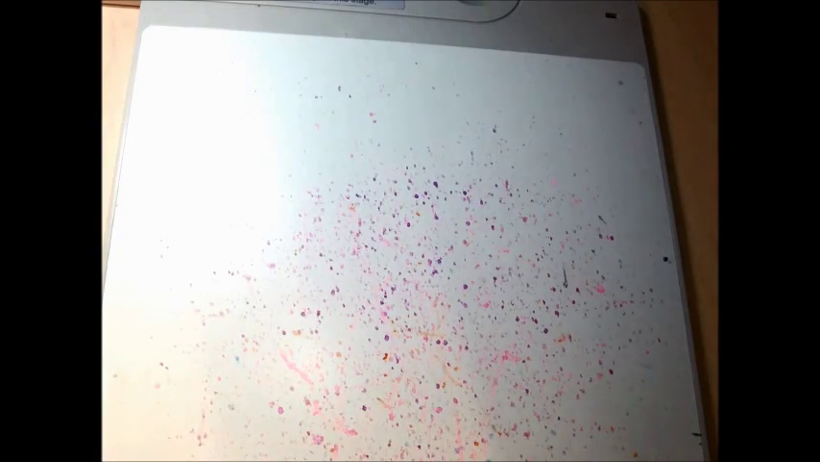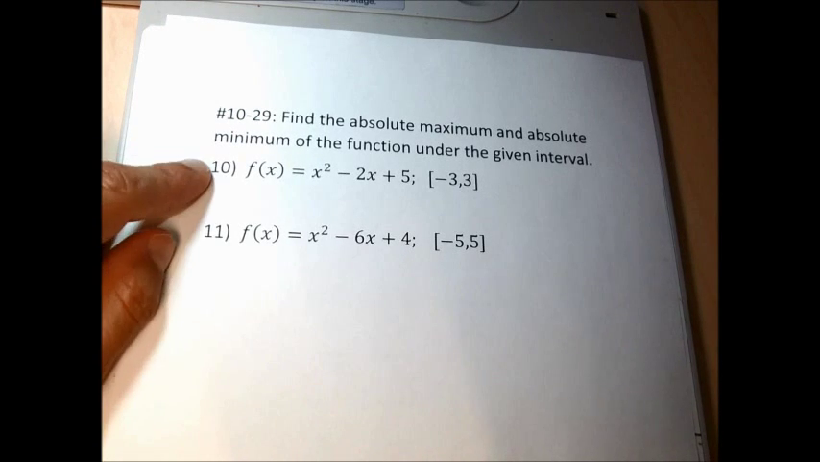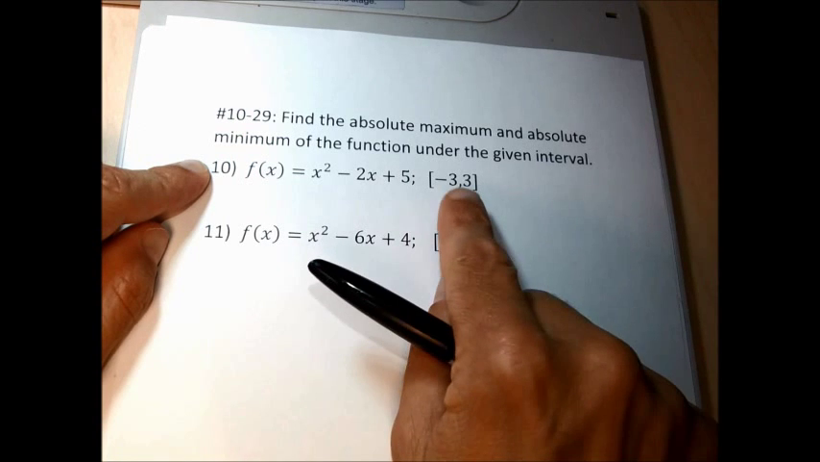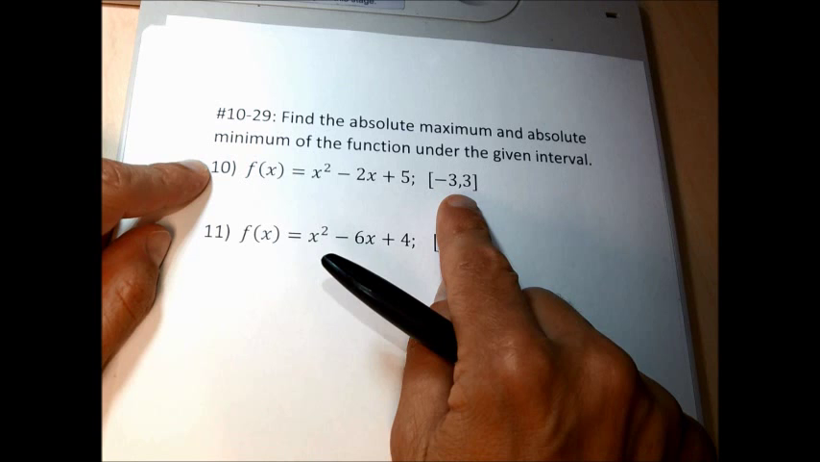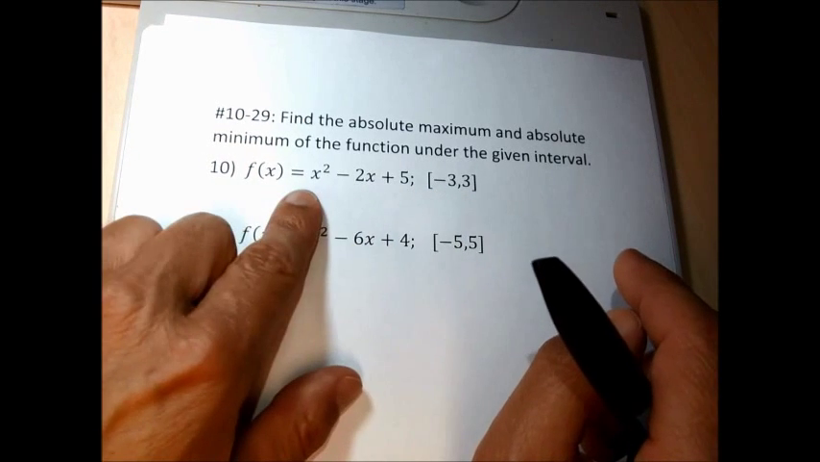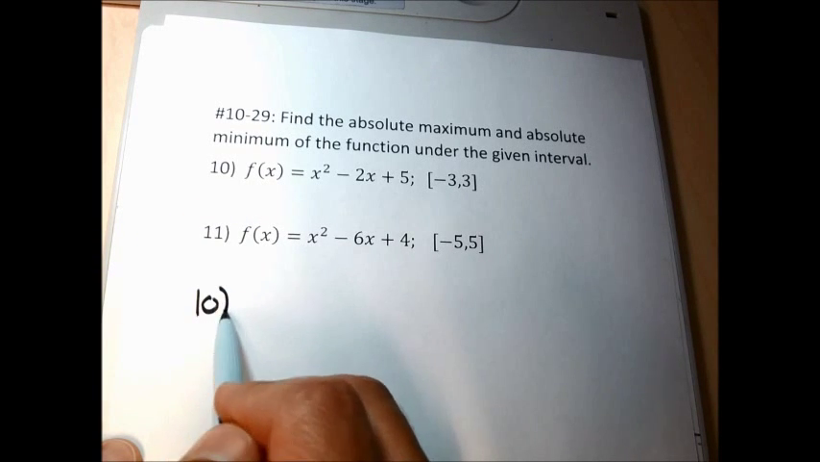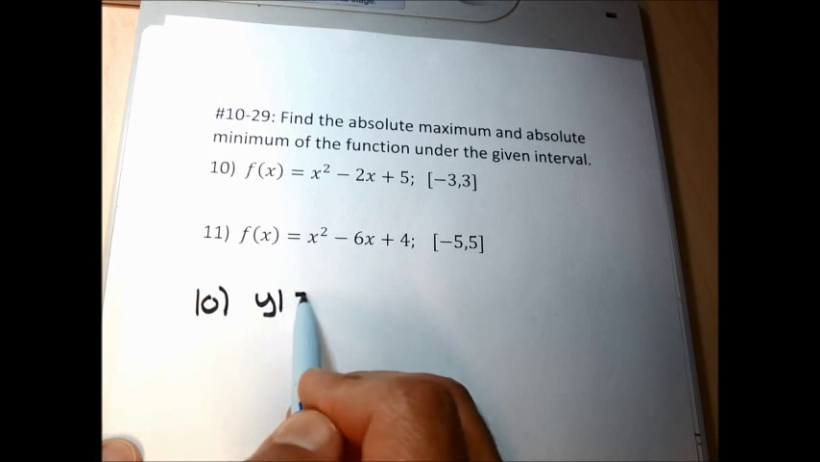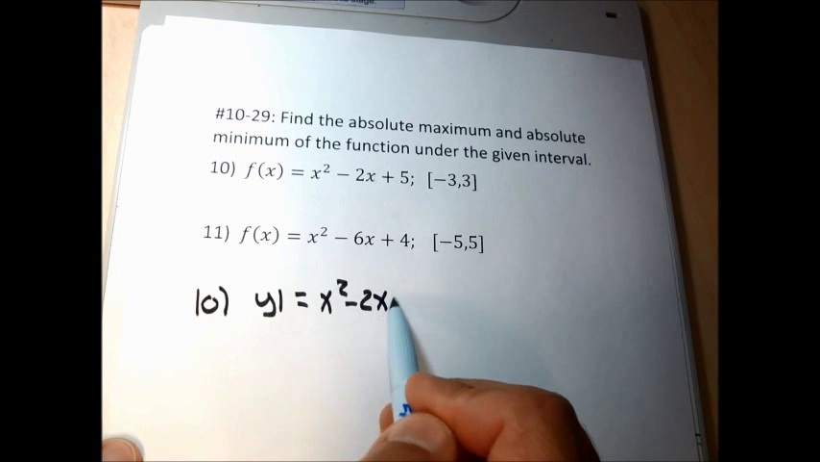All right, so the rest of the problems between 10 and 29, which means how many do we have? 10 and 20, 10 problems each to do, I guess, ish, give us an equation and the values of x that we want to look at for that equation, the window that I want to look at. Let me graph to show you what I mean for number 10. For number 10, in y1, I'm going to graph the function x squared minus 2x plus 5.